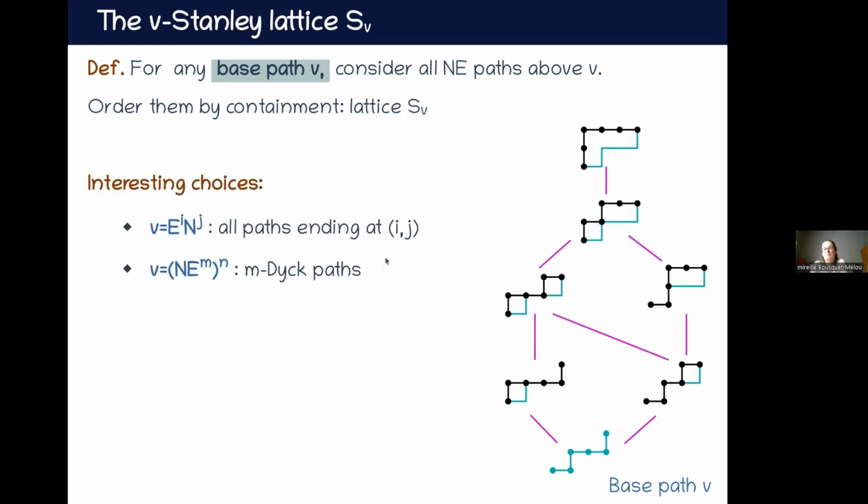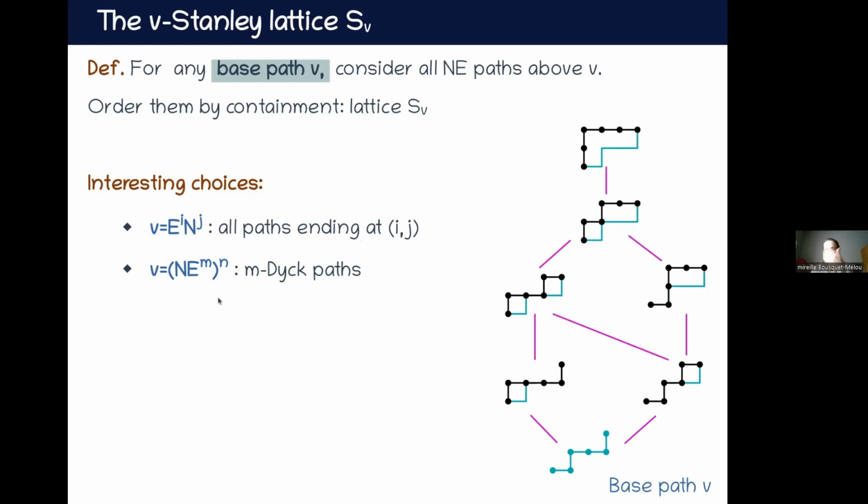And to choose your base path, there are several natural possibilities. We had seen the stair, which gives rise to Dyck paths. You could also take what I call a hook. So you have east paths followed by north paths, and that's it. And then your elements are just all paths going from, say, (0,0) to (i,j).